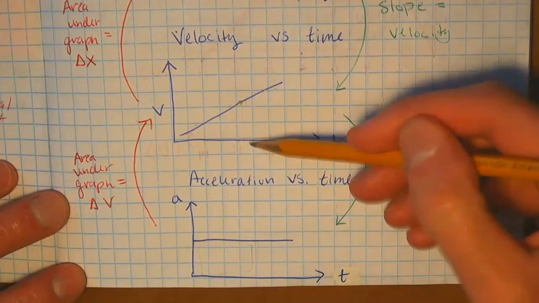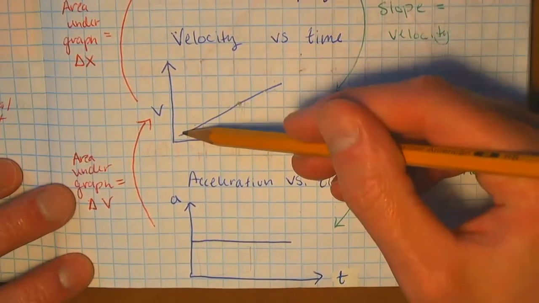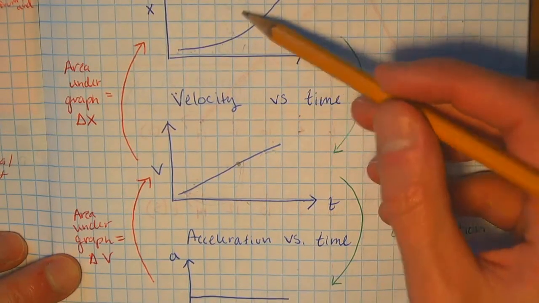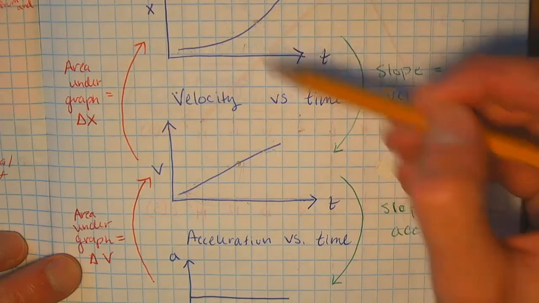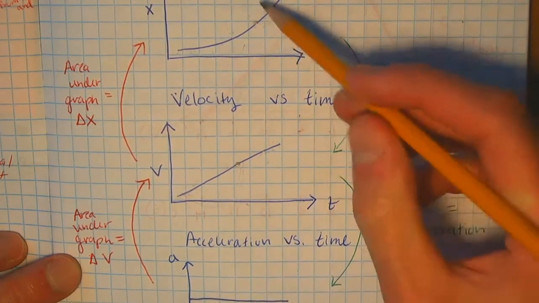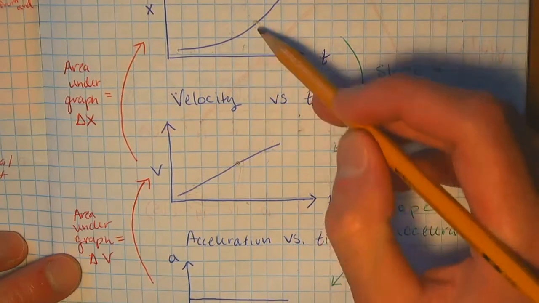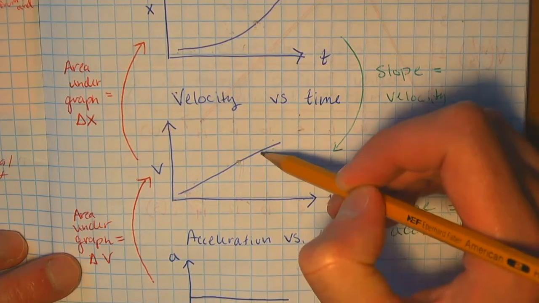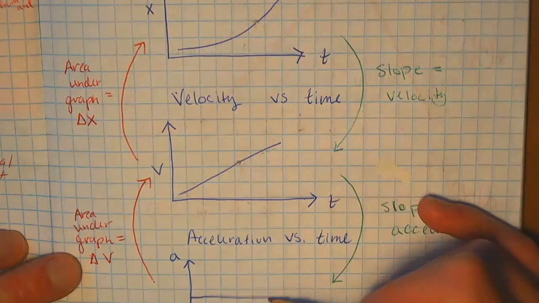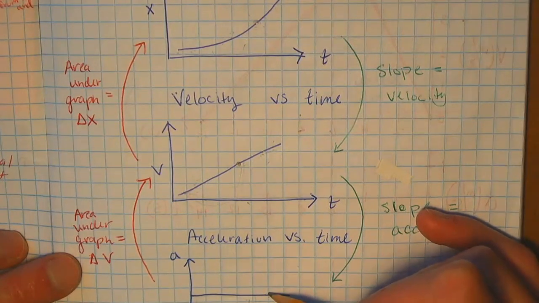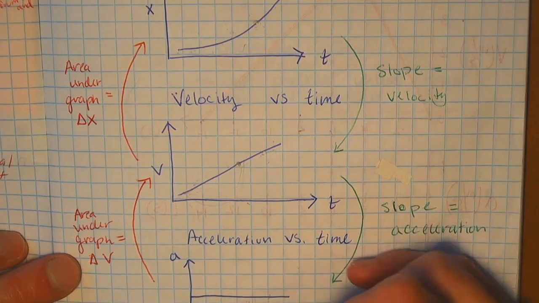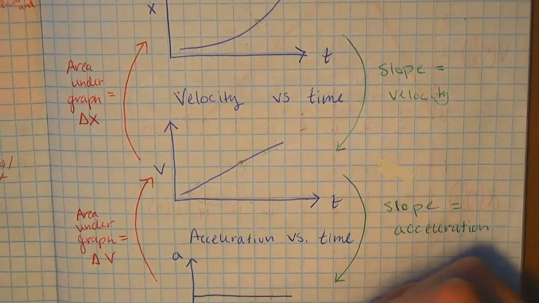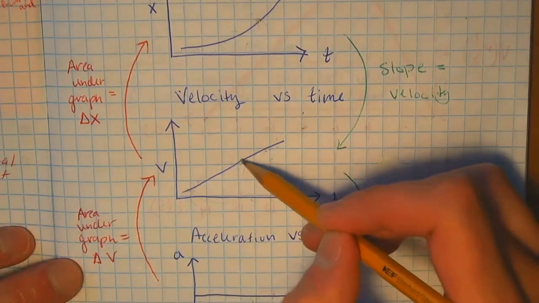So to work my way upwards, I find the area underneath the graphs to get the value of the graph above, and when I'm working my way down, I find the slope, which tells me the value of the graph below. So if I found the slope right here and it was 3, that would tell me that the velocity right here is 3 meters per second. And if I found that the slope of this graph was 2, then that would tell me the acceleration was 2 right here. And same thing, if I found the area underneath the graph right here was 6, that tells me that the velocity right here is 6.